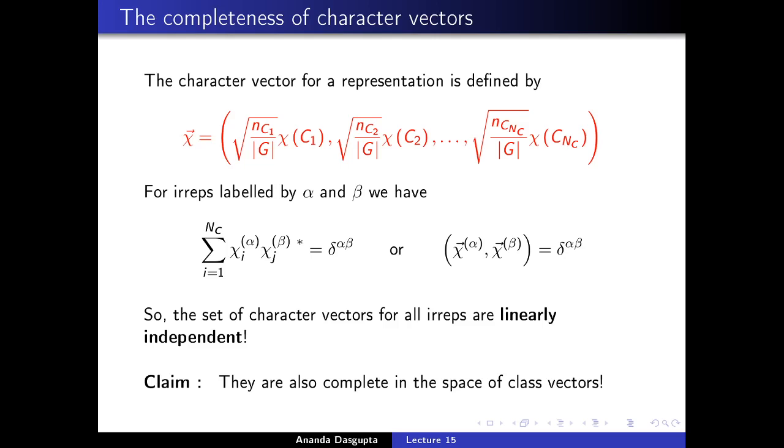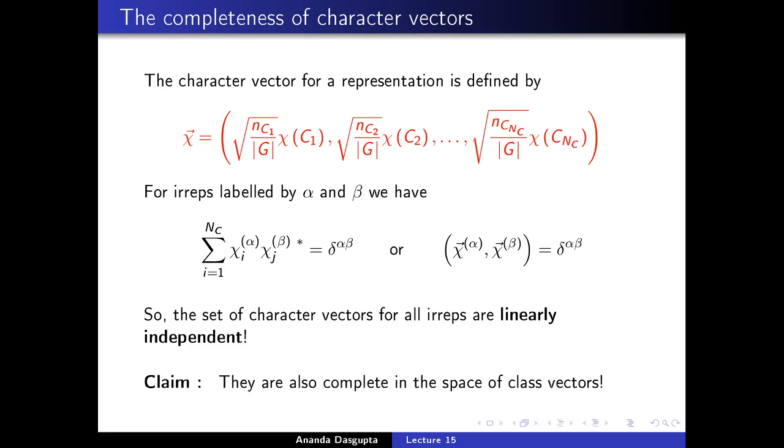We are going to claim that these character vectors for irreducible representations, taken together, are also complete in the space of class vectors. Class vectors are simply vectors with one element for each class of the group. That means essentially a vector with nc number of elements, like our chi vector here. What I'm claiming is every vector with nc components can be expanded in terms of these character vectors for irreducible representations. So let us try to check whether that is true.